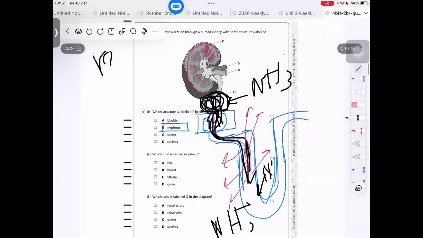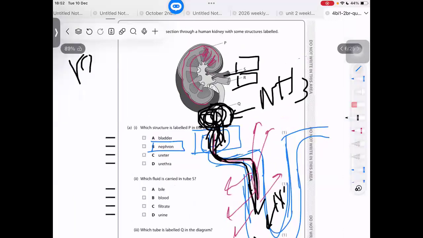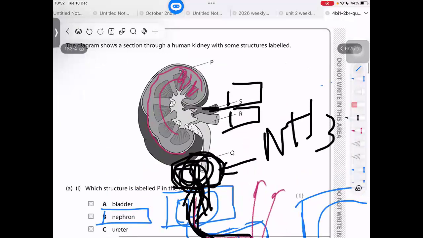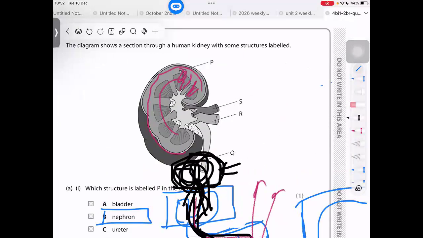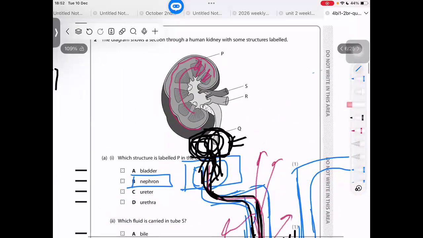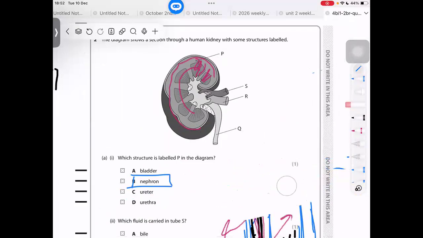Now you can see over here, they have labeled S and R. S1 looks a bit red to me, right? You don't have to know whether it's the artery or the vein, but you know they are the renal arteries and the renal veins, right? Renal arteries and the renal veins.